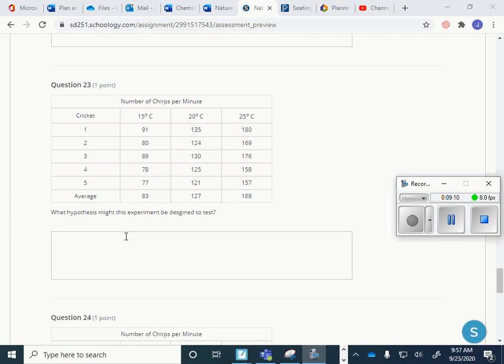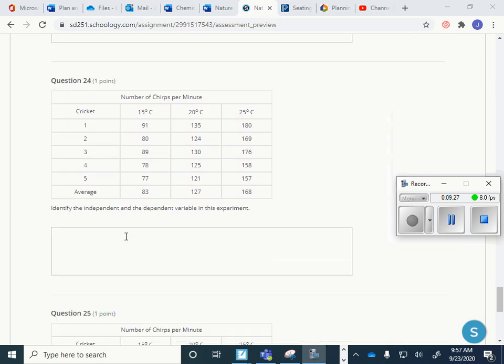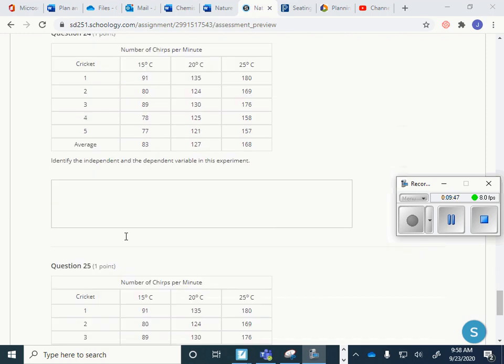Question 23. What hypothesis might this experiment be designed to test? So using the data table, come up with a hypothesis the scientists may have had before they did the experiment. Question 24. Identify the independent and the dependent variable in this experiment. Remember, independent and dependent variables are vocab words that we had. So the key to answering this question is remembering what those words mean. And use the data table above to answer it.